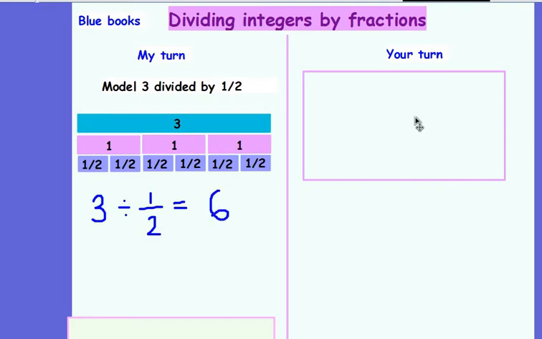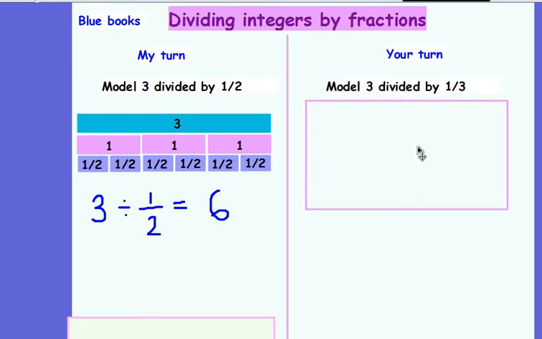Over to you, Year 7. In your dark blue books, can you model 3 divided by a third for me? Pause the video for a couple of minutes and work that out now.